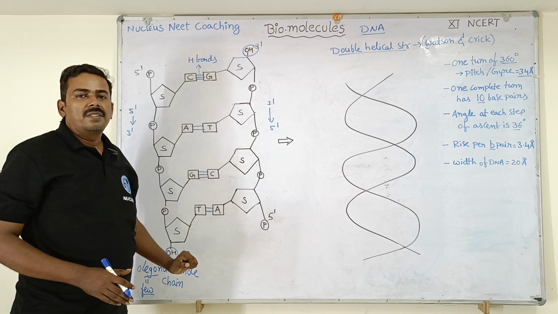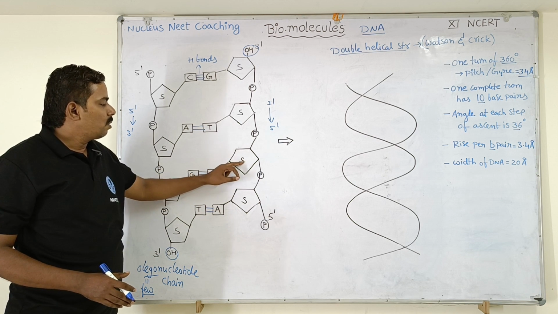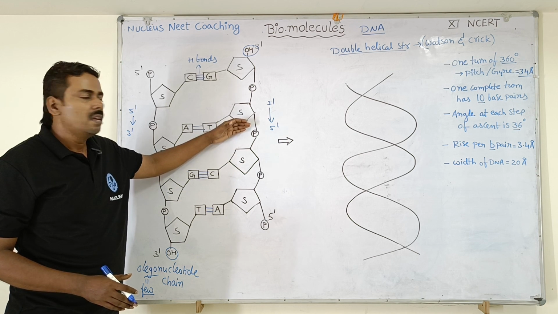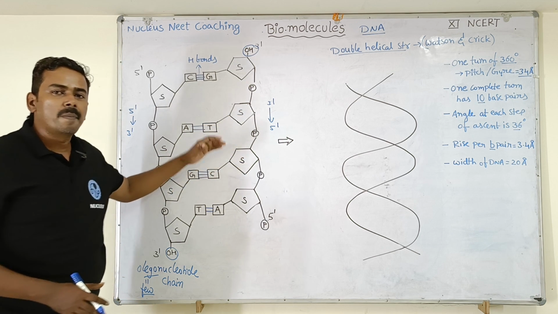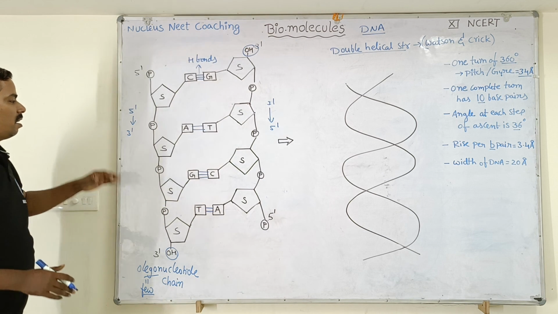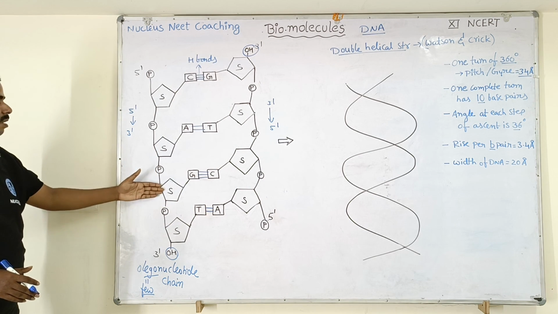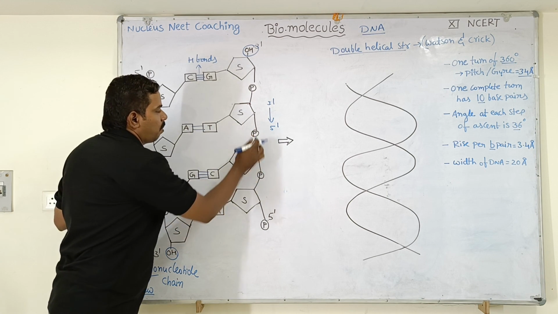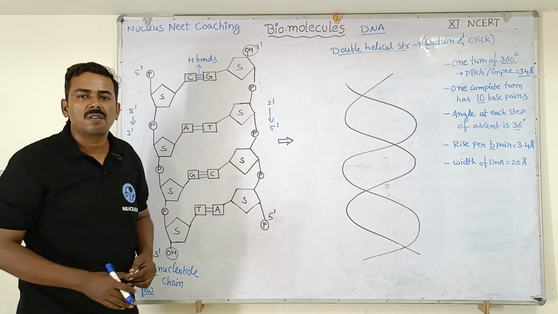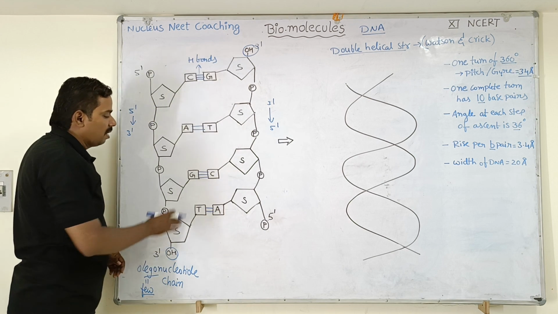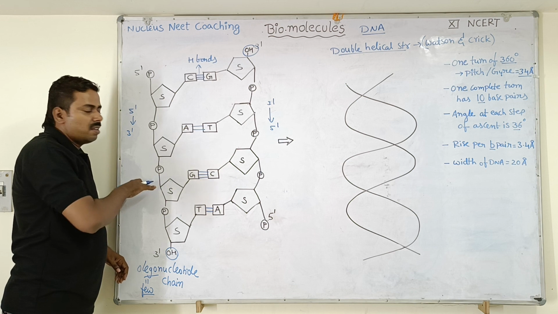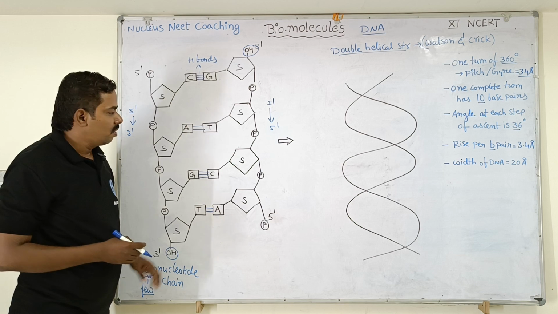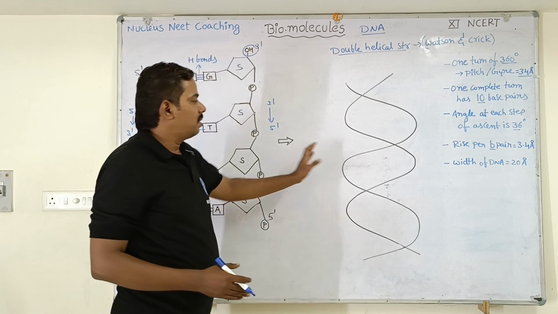In a polynucleotide chain, there will be sugar and phosphate arranged alternately. The sugar and phosphate will form the backbone structure of the DNA. Here you can also see sugar, phosphate, sugar, phosphate. Here also sugar, phosphate, sugar, phosphate. So sugars and phosphates will form the backbone structure of the DNA, whereas the nitrogenous bases will be arranged perpendicular to the backbone of the DNA. Understood? So the same structure I have represented here.